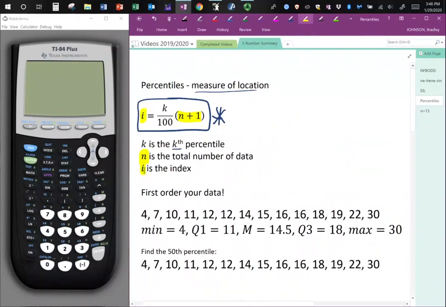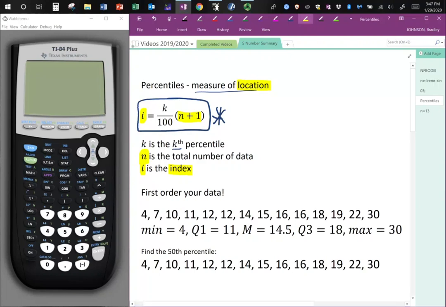The I is what's called the index. Now the index will not be your final solution. This is just helping you with the location, okay? It's just helping you with where the location is. So first things first, you need to order your data. Now when you found the 5-number summary previously, you ordered your data anyways. So I have written it in order.